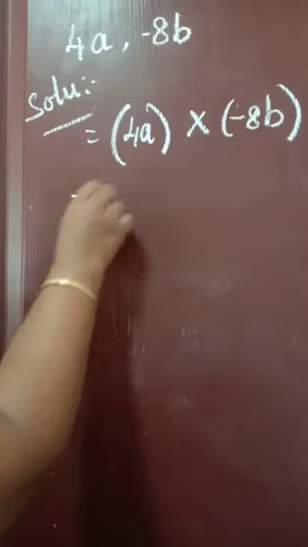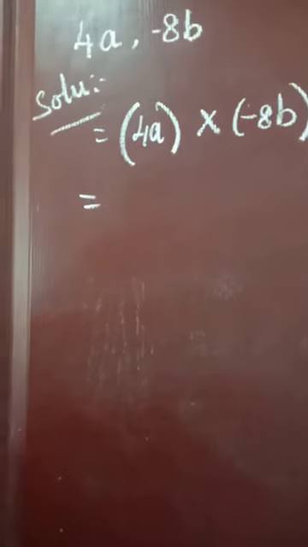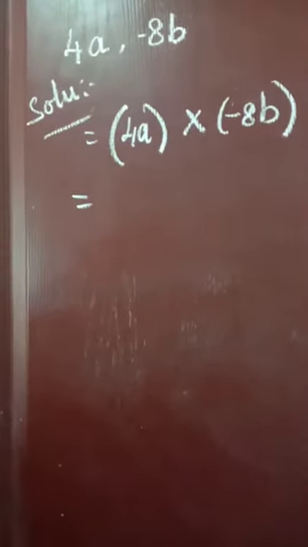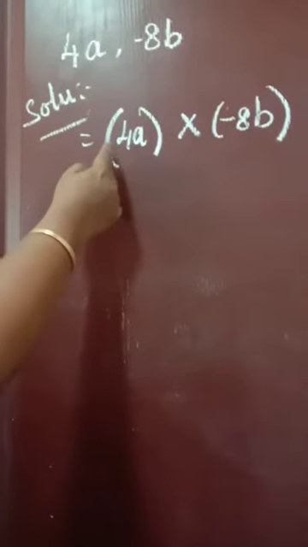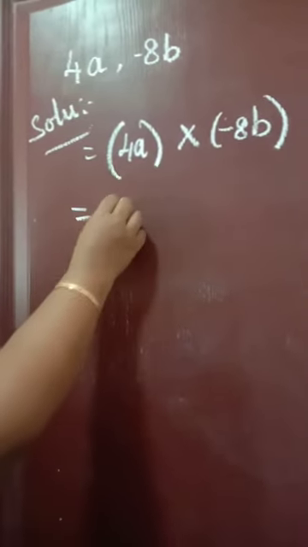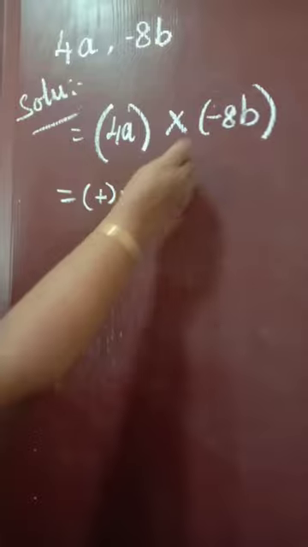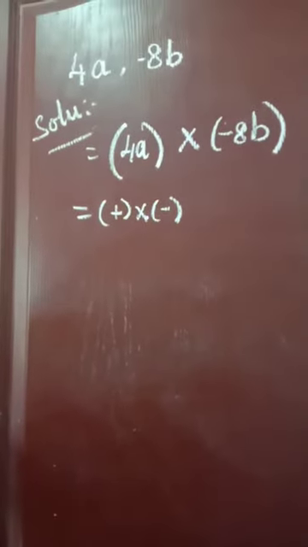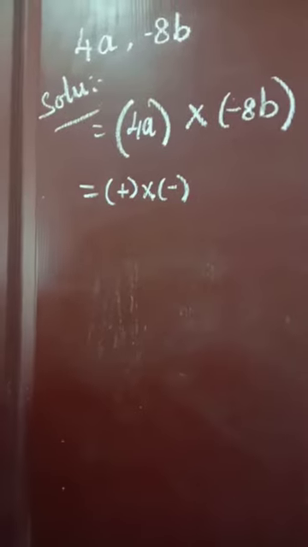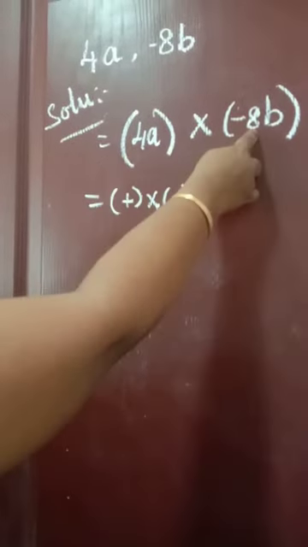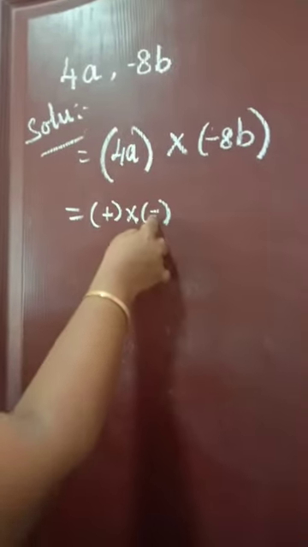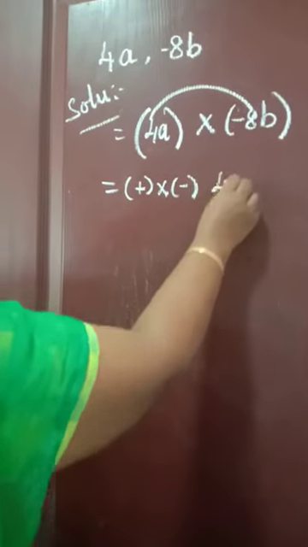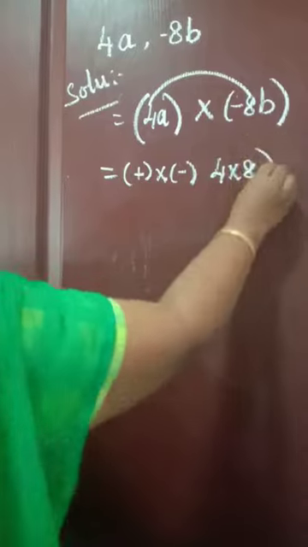So first step, you have to multiply the sign. Next you have to multiply the number. Next you have to multiply the alphabetical letter. Here nothing is given, so plus into. So here what is the sign? Minus. So plus into minus. So next one, see the number. Here 4, here 8. This minus I put here. So you have to multiply the numbers. So 4 into 8.